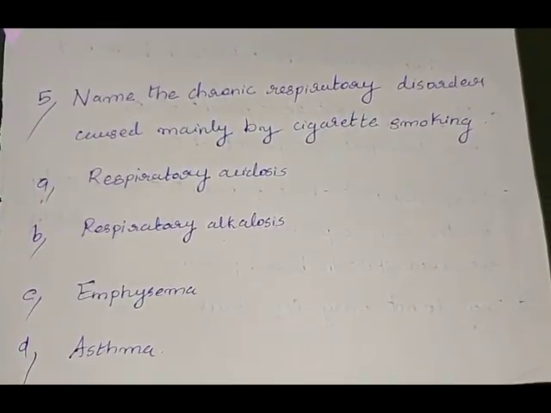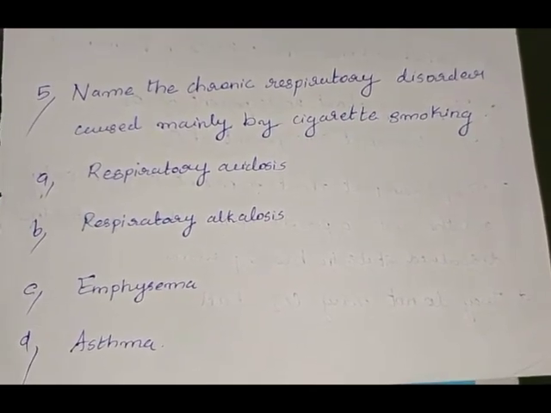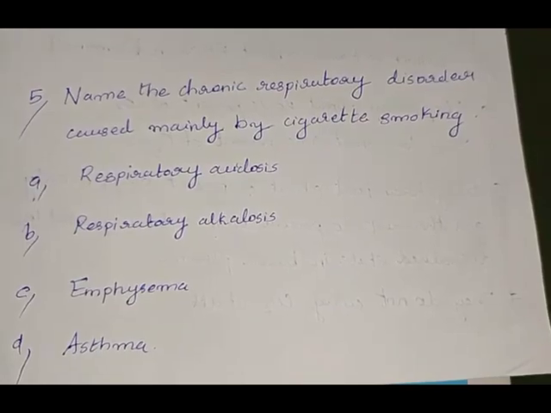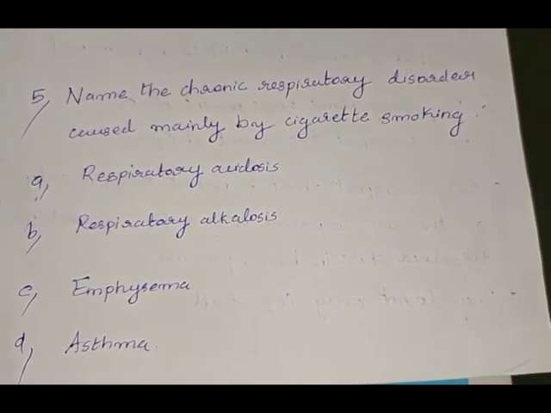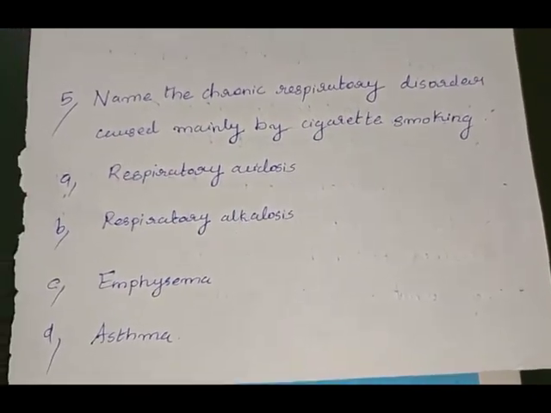5. Name the chronic respiratory disorder caused mainly by cigarette smoking. Option A, respiratory acidosis; B, respiratory alkalosis; C, emphysema; D, asthma. Answer: option C, emphysema.